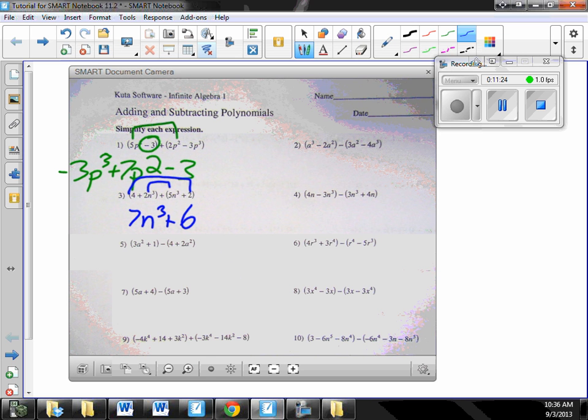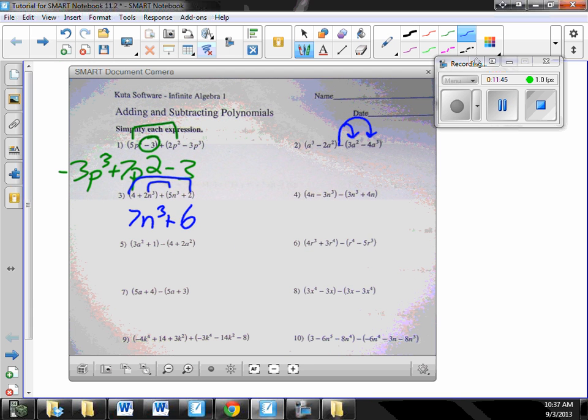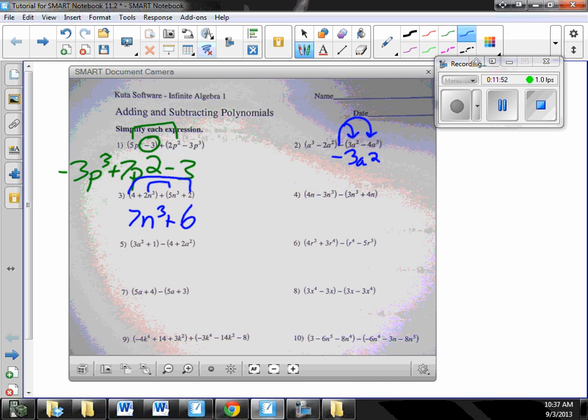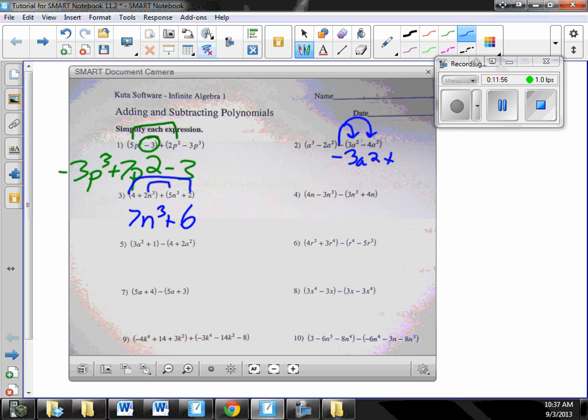Number 2 is a little bit different because it's a subtraction. Whenever there's a subtraction, you have to bring that subtraction into the polynomial. So I'm going to take this subtraction and I'm going to bring it in and hit all of the terms with the subtraction. So what is that negative going to do to the 3a squared? It's going to make it negative. So it's minus 3a squared. What's the negative going to do to the negative 4a to the third? Change it to positive. So plus 4a to the third.